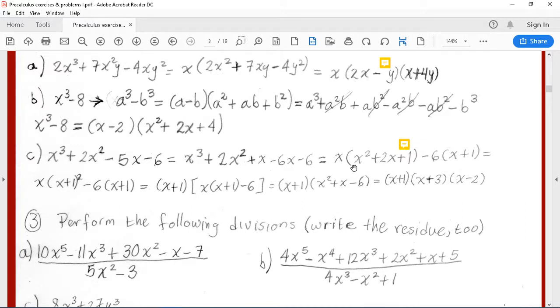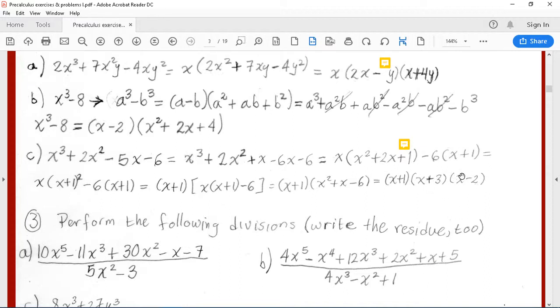Well, that's not 6 and 1, that's not minus 1 and 6. So either minus 6 and 1 or 6 and minus 1. Those don't satisfy those conditions. So I'm left with 3 and 2, either minus 3 and plus 2 or 2 and minus 3. Which of those two should I choose? Well, since this is plus 1, I have to choose plus 3 and minus 2. So I have x plus 1 times x plus 3 times x minus 2.